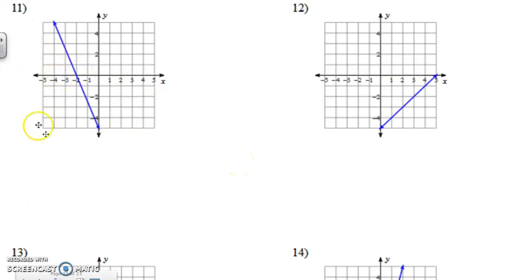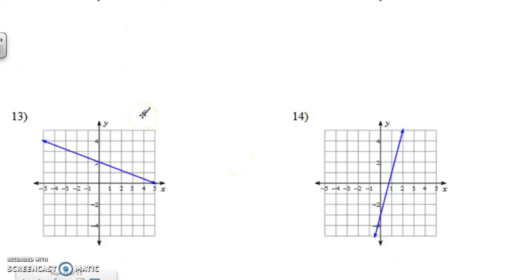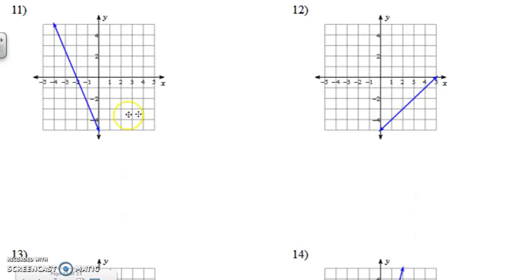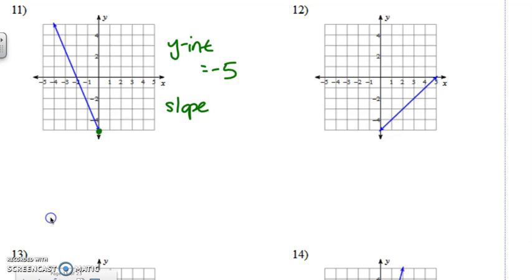All right, I'm going to try number 11 with you guys, and then I'm going to set you free to try 12 through 14. So first thing, let's find the y-intercept. That will be down there, which is at a -5. And then to find your slope, you need to find another point that crosses nicely, which would be right here.